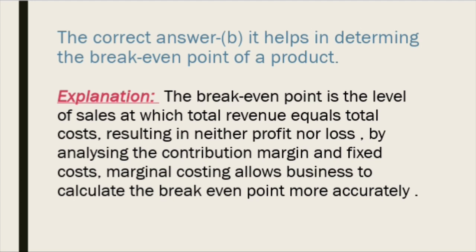Explanation is that the break-even point is the level of sales at which total revenue equals total cost, resulting in neither profit nor loss. By analyzing the contribution margin and fixed cost, marginal costing allows a business to calculate the break-even point more accurately.